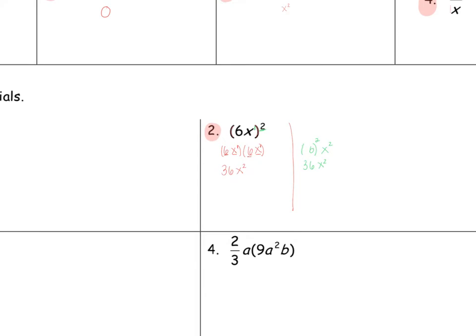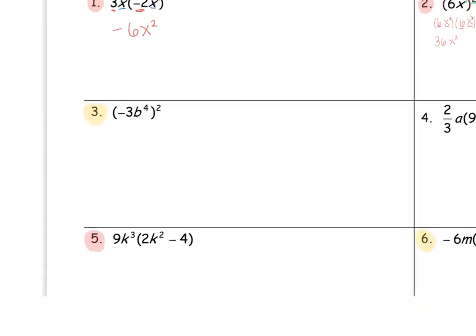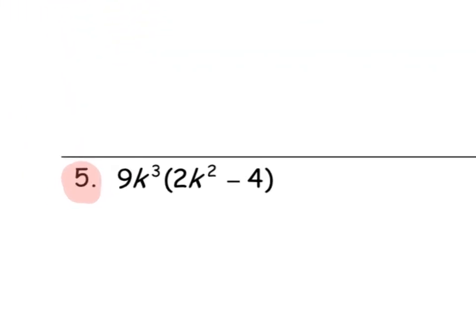Let's look at number 5. Again, I see parentheses. That means I'm going to distribute whatever's in front, right? What's in front of my parentheses, in this case, is a 9k cubed. I'm going to distribute. And remember, when I distribute, I'm multiplying to everything on the inside. So I'm going to, again, multiply 9k cubed times 2k squared.